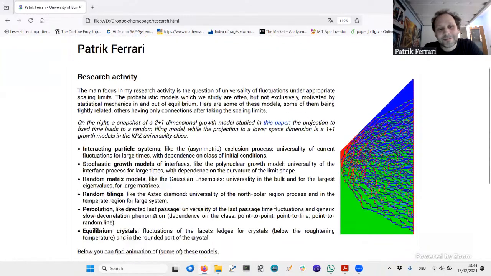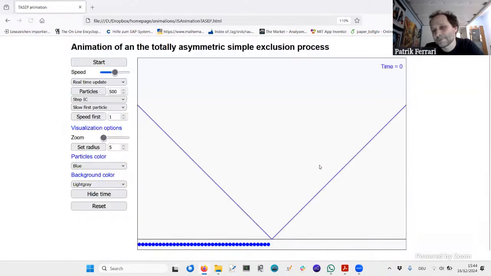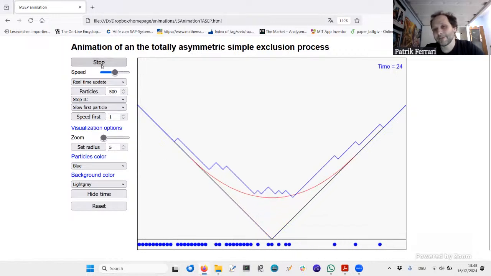So for the exclusion process, the connection is, you have some height function, and here are the particle positions. This is the step initial condition I mentioned. And when one particle goes to the right, here the small valley becomes a small mountain. If you let it run, it grows.